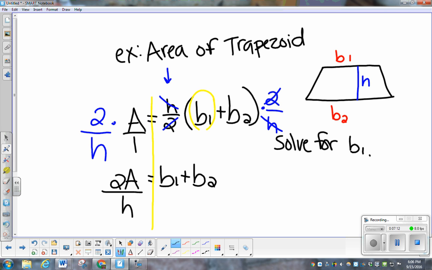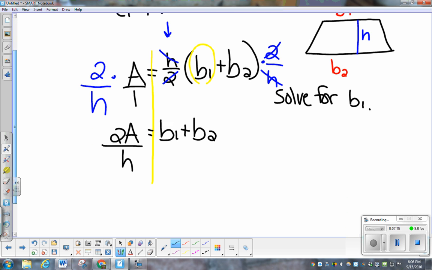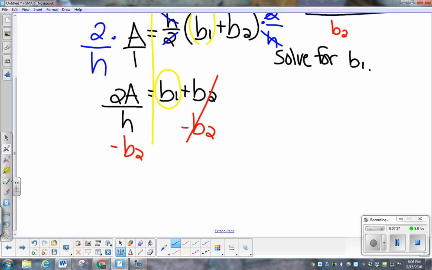So we've gotten a good chunk of the way there. We only have a little bit left to get that b1. Remember, we're trying to get b1. We're solving for that b sub 1. The only thing next to them anymore is that b sub 2, and it's being added. So all we have to do is subtract b sub 2 from each side. B sub 2 minus B sub 2 is 0, so we can cross those out. And we are left with B sub 1 on the right.